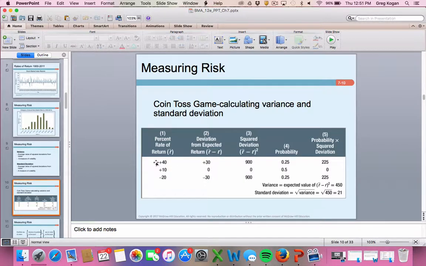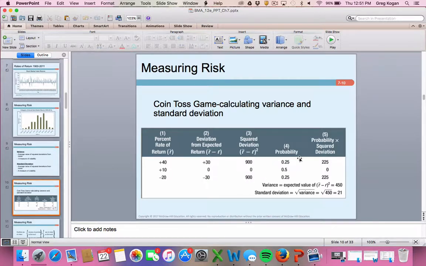So what about 40 minus 10? That means plus 30. You're 30 above the expected return. What about negative 20? You're 30 below the 10 that's expected, right? So this is the expected return. Now, if you square it, we square because we want negatives and positives to all be positive. So we have 900, and then this is 0 and the 900.